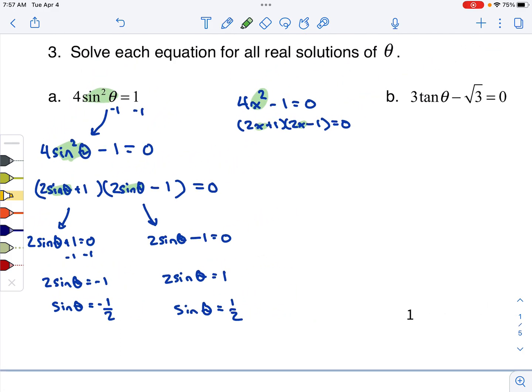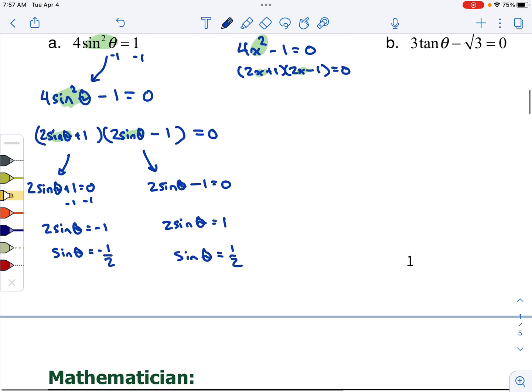And you have to read these carefully. This wants all real solutions, so not just from 0 to 2 pi. So I'm going to need to see the plus 2 pi k or plus pi k, depending on the situation, where k is an element of the integers. All right, so sine of theta equals negative 1/2, so let's draw that out.